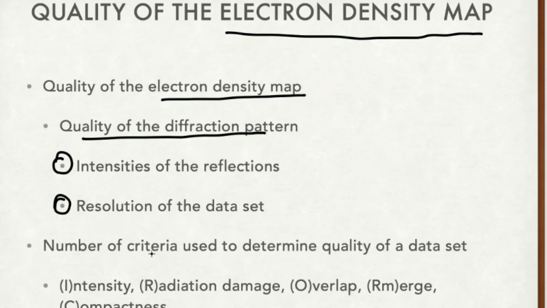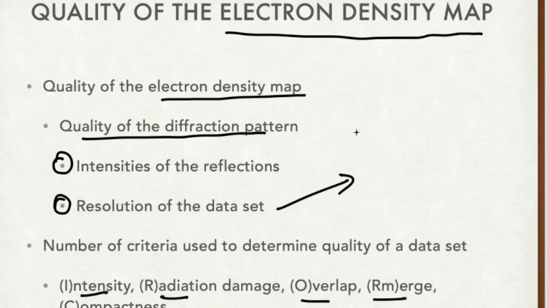There are a number of criteria used to determine the quality of a data set, not much important for our discussion, right? Anyway, the parameters which influence the quality of the diffraction pattern, and in turn the quality of the electron density map, are intensity, radiation damage, overlap or merge, and compactness. These are different physical parameters which determine the quality of the diffraction pattern, right? Here, for the resolution of the data set, I can add a few more points.